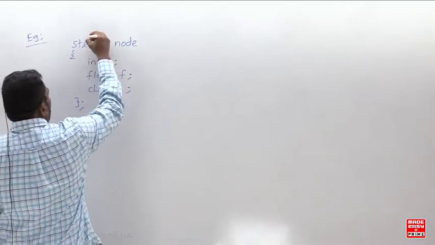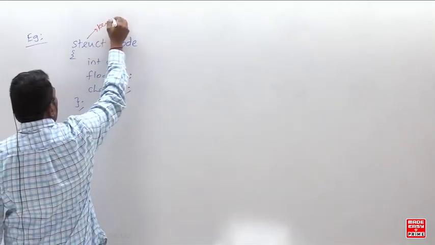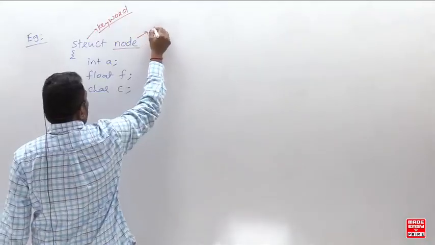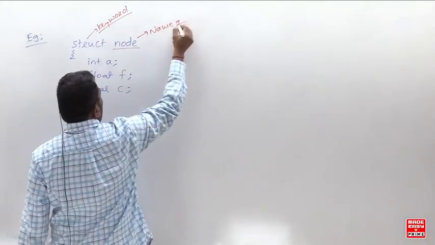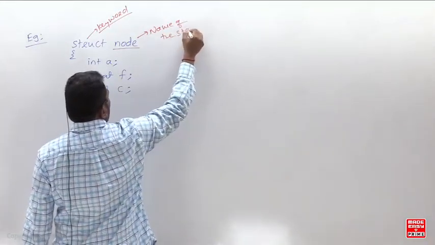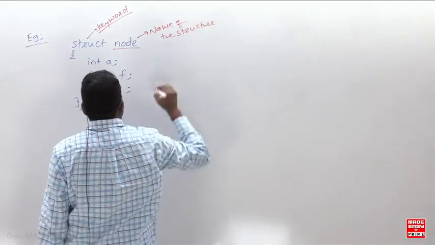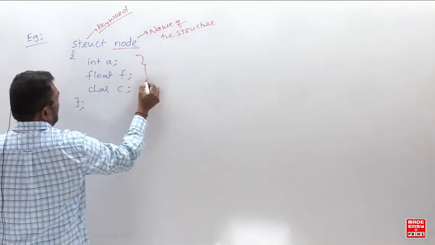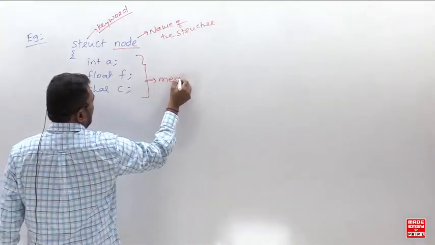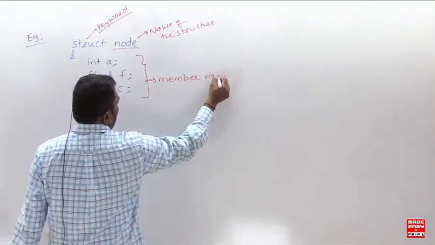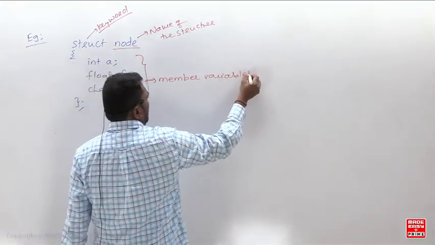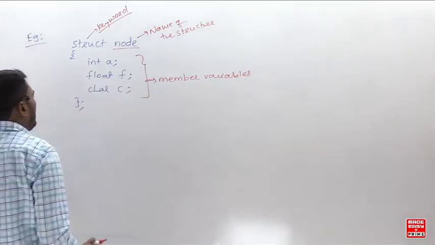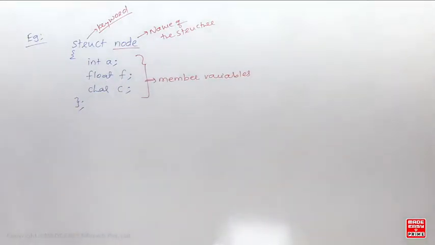So here you say struct, so this is the keyword. Copy it, this is the keyword, you cannot change it, and this is the name of the structure. Okay, and here you require the semicolon, and these three are called as what? Member variables. So these three are called as what? Member variables. So understand everything very carefully, right?